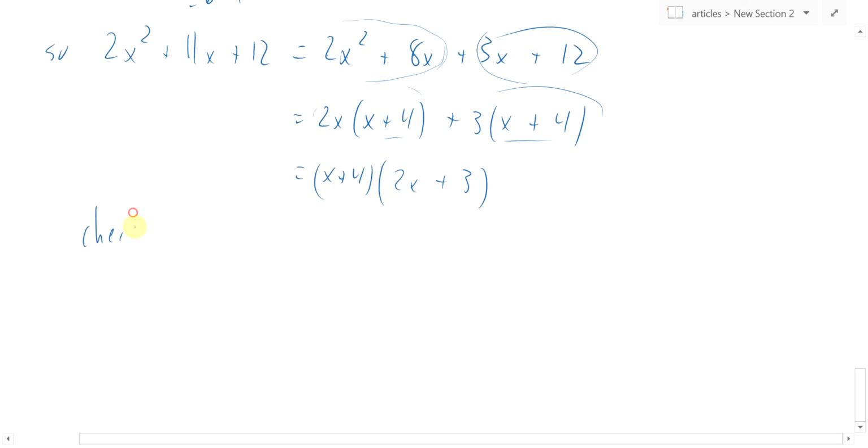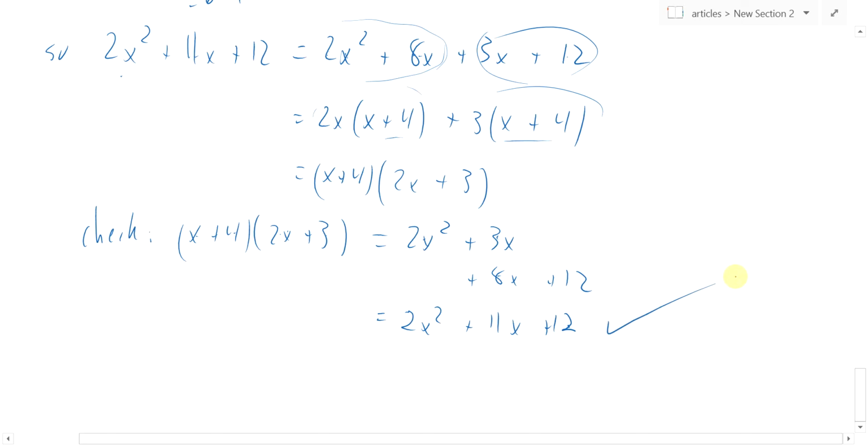And the check is by distribution, x plus 4 times 2x plus 3. What's that going to be? Well, x times 2x is a 2x squared. Excellent, that's what we want. Plus x times 3 is a 3x. 4 times 2x gives me an 8x. 4 times 3 gives me a 12. So we got all 4 terms here by breaking up the 11x into an 8x and 3x. If we add up everything, we see that it works. So the problem then is this middle term, we need to be able to break it up into two things.